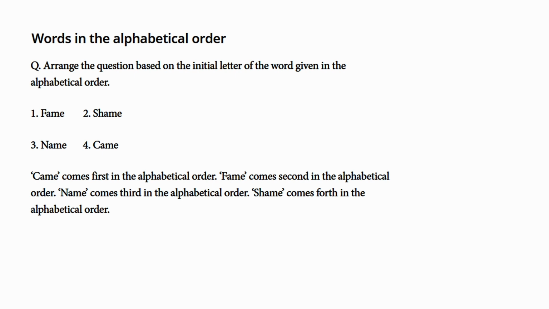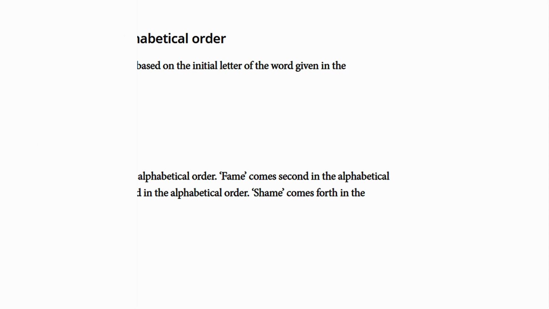According to alphabetical order, C will come first. So came comes first in the alphabetical order. Fame comes second. Name comes third. Shame comes fourth. So the arrangement will become came, fame, name, shame.